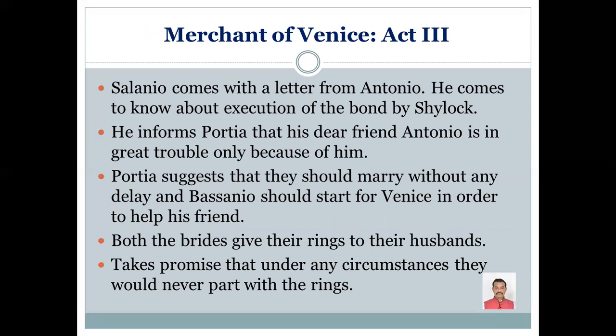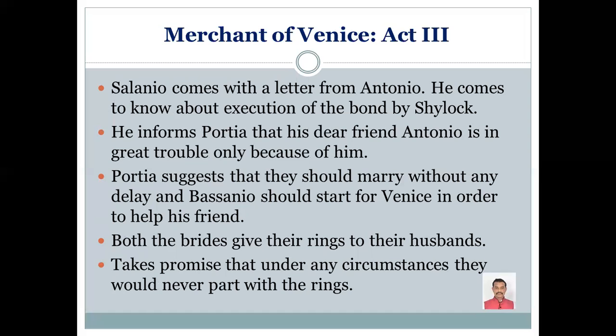So in the same act, in further development, we find that Salanio comes to Belmont with a letter from Antonio. Bassanio becomes sad after reading the letter. When he goes through the lines of the letter, he becomes very sad, and his newly wed wife Portia, who has just now won his hand, is not able to understand that some time before this man was very happy, and after reading this letter he has completely become sad.